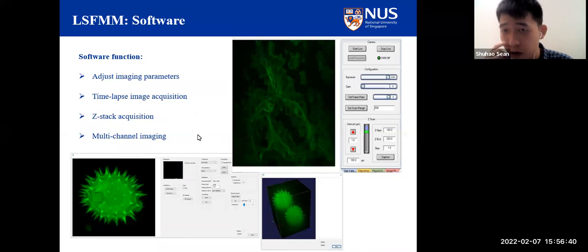And this is the software we designed using our techniques. And here shows the image software panel for real-time acquisition. The user can use this to adjust the exposure time and acquire the Z volume, then do some post-processing using this software.